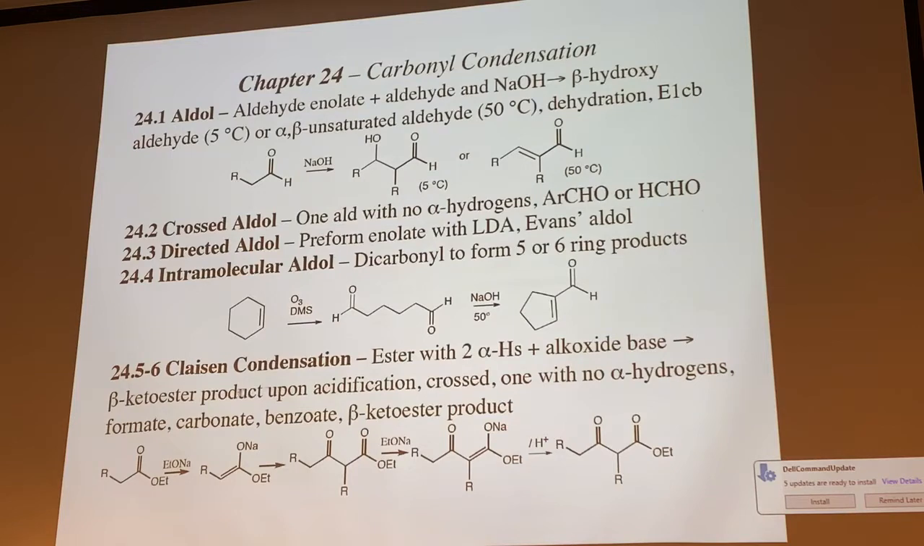Okay, not to be outdone, esters are also involved here in the enolate condensation chemistry. This is the so-called Claisen condensation.